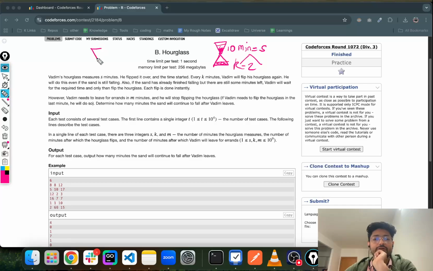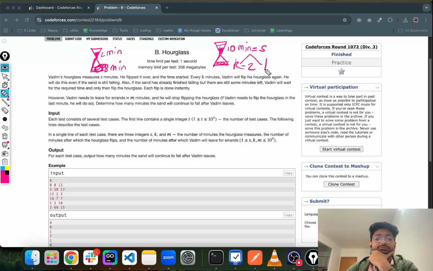So when you flip it, it becomes like this, which means that it only has 2 minutes of sand and this has 8 minutes of sand, but he flips it because he flips it after every k minutes, that is maybe 2. So now again this 2 minute sand will go here and he flips it again. So now the hourglass is just measuring k minutes, not s minutes, because he is flipping at k, but it only happens if k is less than or equal to s.